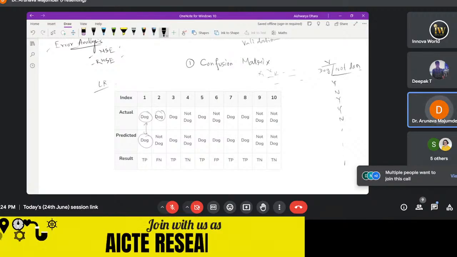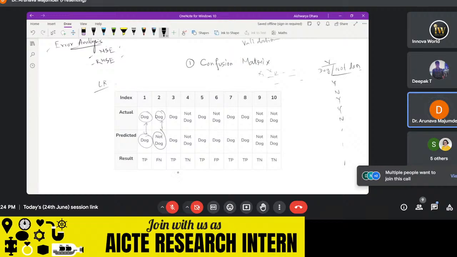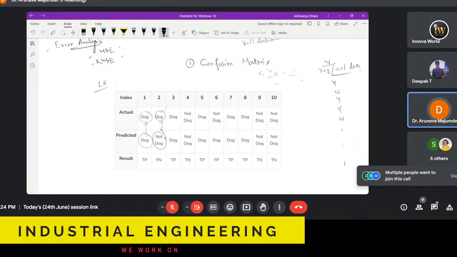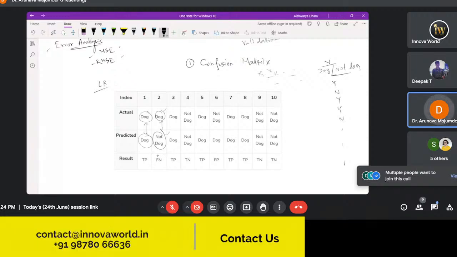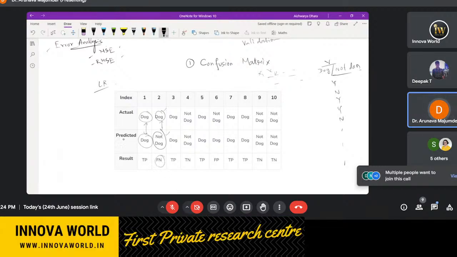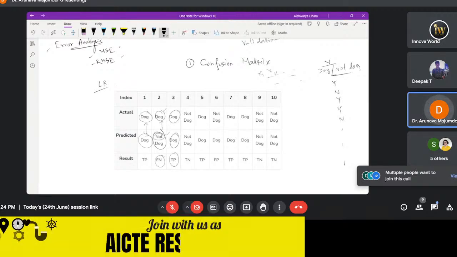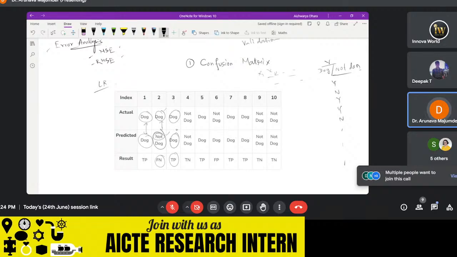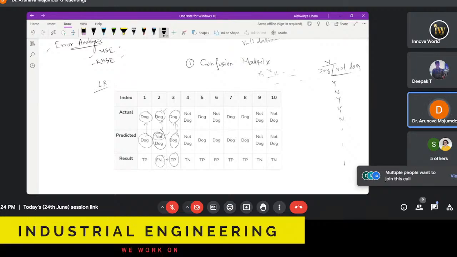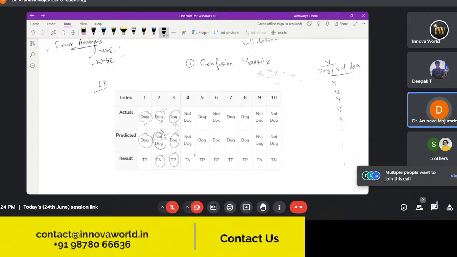Now it is dog, not dog, so not matched. What is actual? It is dog, and predicted is not dog. So we will say it is false. Not matched means we first say false, and it is a false negative, because we are predicting not a dog. Third one, dog, dog: again a true positive. If it is matched, then always it is true. If it is not matched, then always it is false. Now there are four cases: true positive, true negative, false positive, false negative.